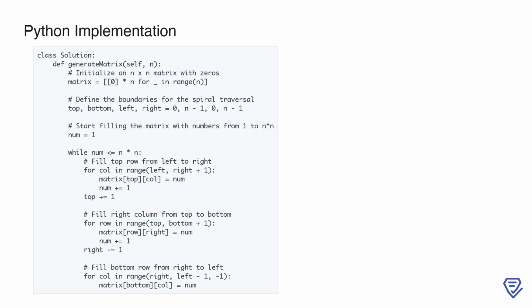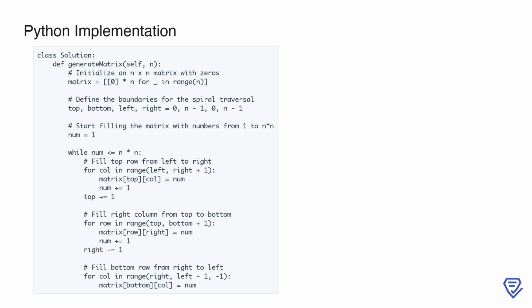up to n squared. In the while loop, the condition ensures that we continue filling the matrix as long as number is less than or equal to n squared. The first step of the loop handles the top row, where we iterate from the left boundary to the right boundary. For each column in the range, we assign the current value of number to the matrix and then increment number. After completing the top row, we adjust the top boundary by moving it downward.